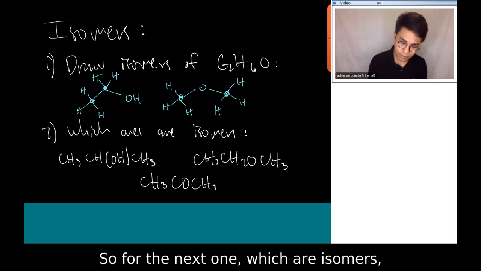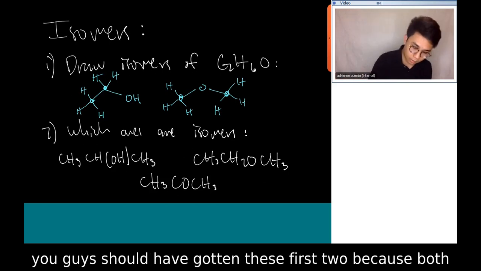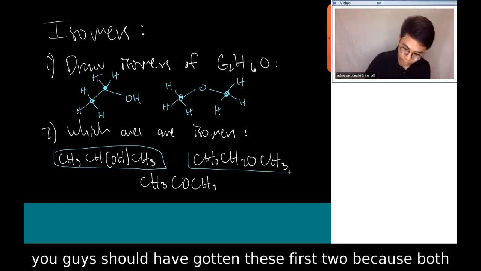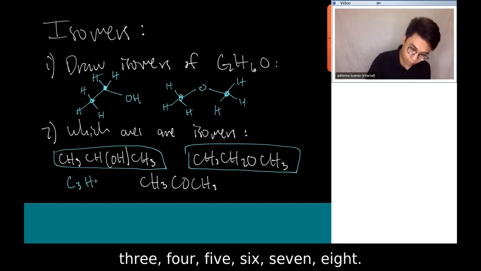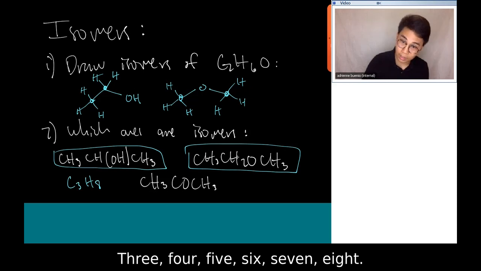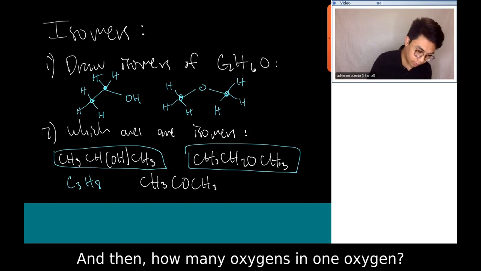Okay, so for the next one, which are isomers, you should have gone on these first two, right? Because both of these have three carbons, eight H's: 3, 4, 5, 6, 7, 8, right? And then how many oxygens? One oxygen, right?